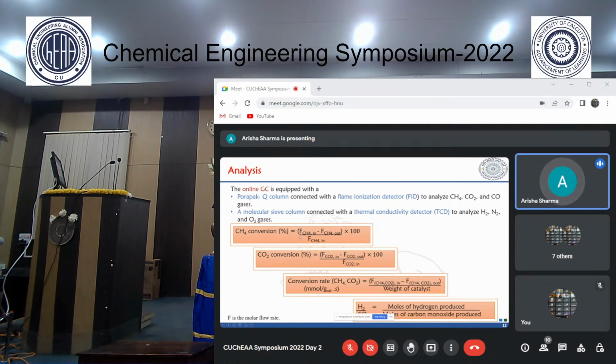So these are some of the formulas that I have used to calculate the methane and CO2 conversion, the conversion rate, and the H2 by CO ratio. Here F is the molar flow rate.